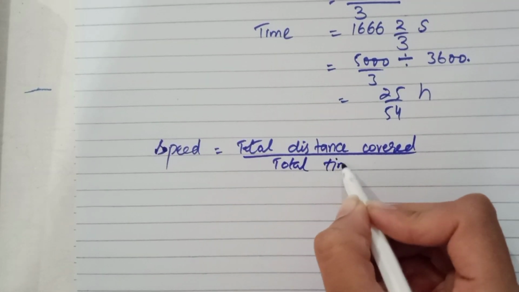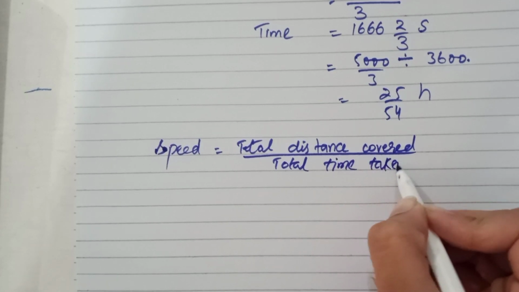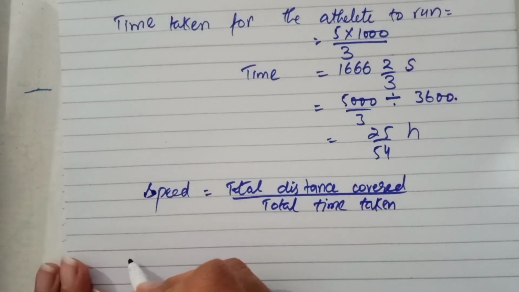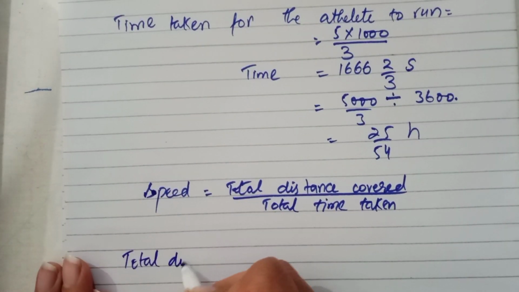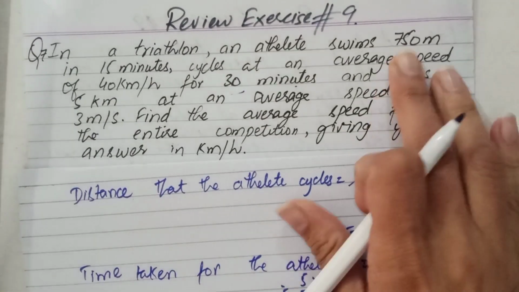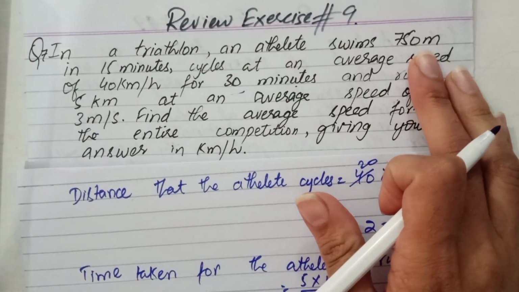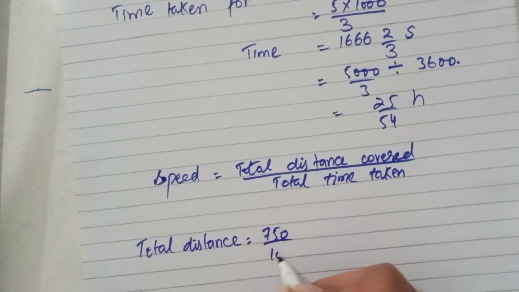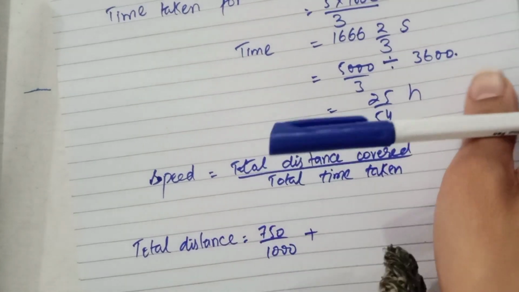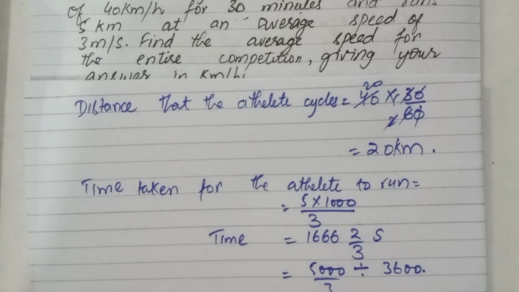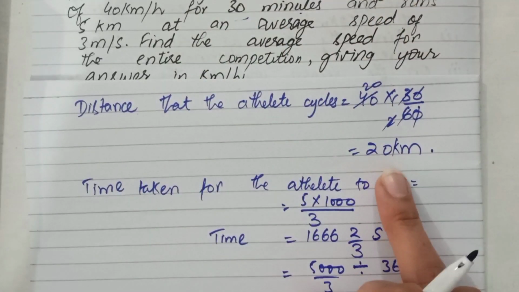Divided by total time taken. Now first we have to write the total distance. Total distance is 750 meters. We have to convert it into kilometers by dividing by 1000. Second distance is 5 kilometers, and for cycles we have to find it, 20 kilometers.